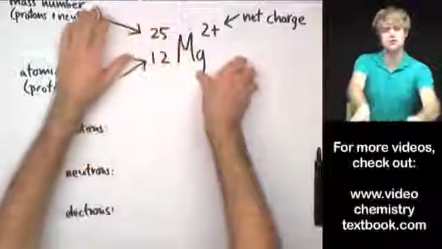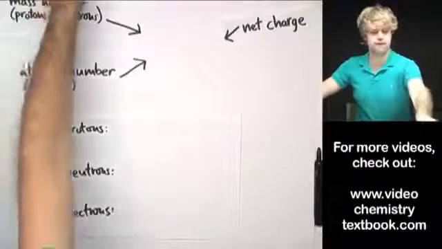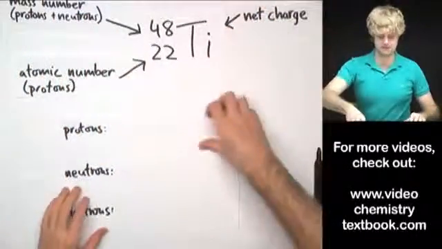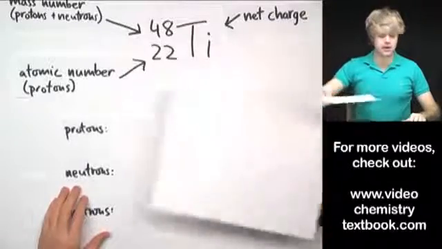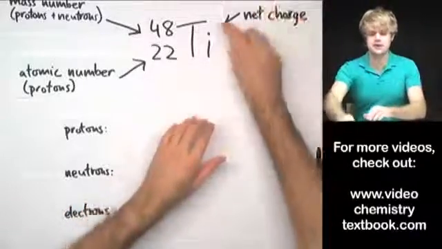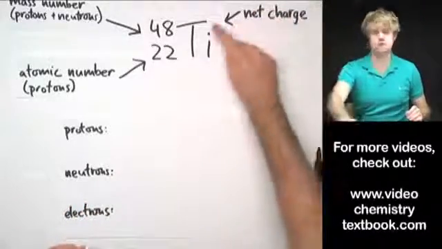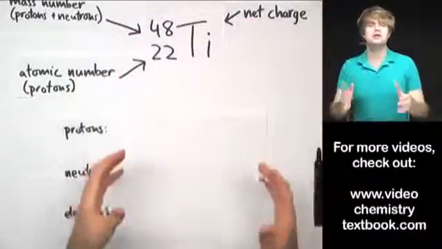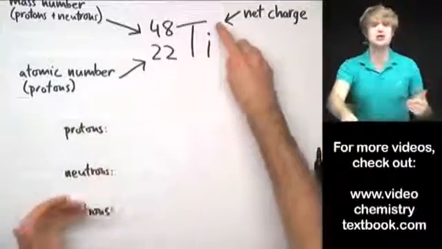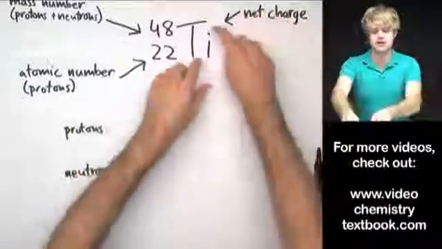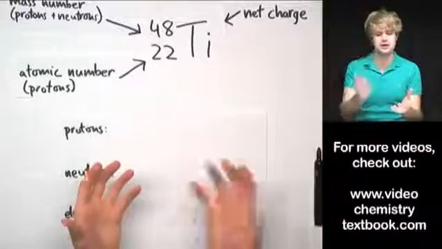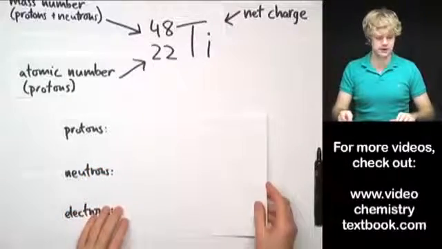Let's do another example here. Let's swap in titanium. Now you'll see something right away about titanium, and that's that titanium doesn't have a net charge written here. So if you see an atom written in isotope notation, and it doesn't have a net charge written up here, that means the net charge is 0. The protons and electrons balance perfectly.